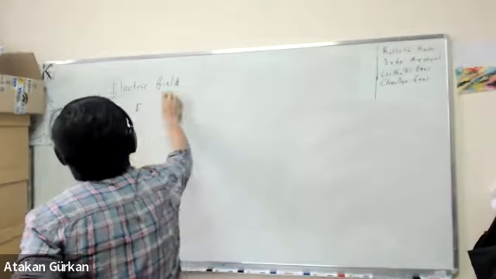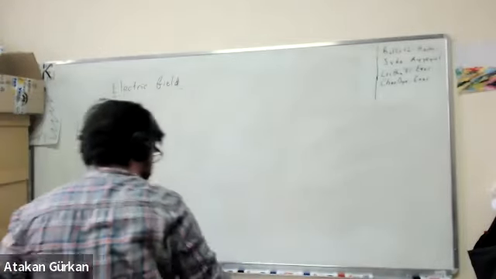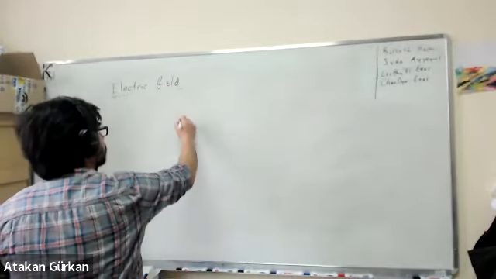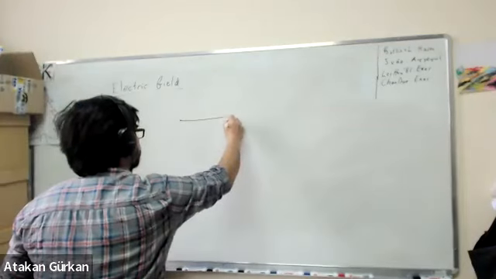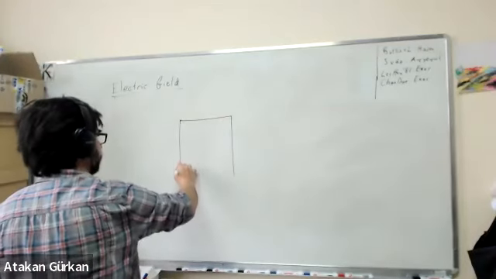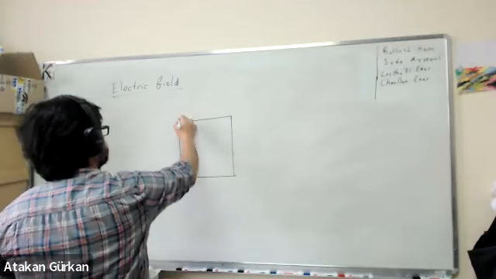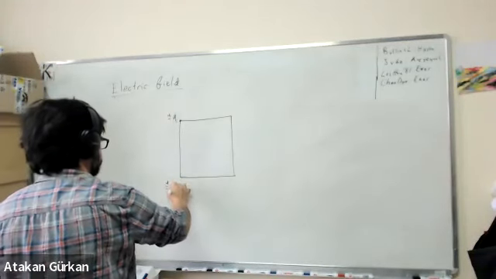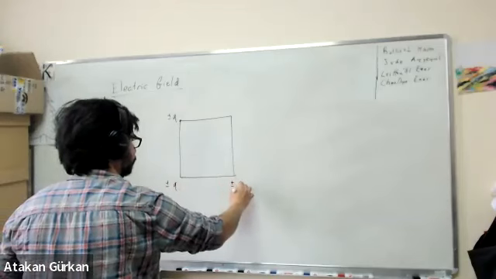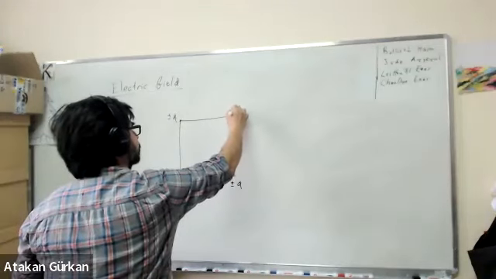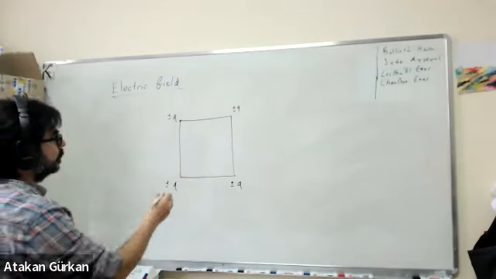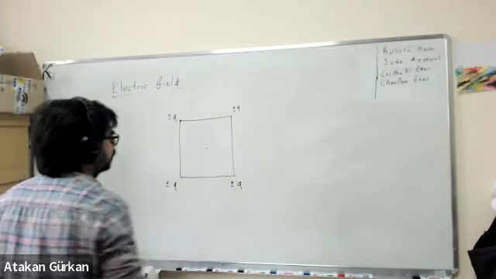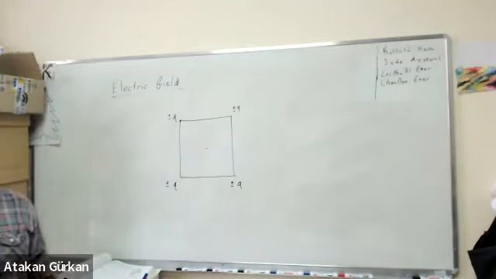So let's just do this as an exercise. I'm going to have plus or minus q here, plus or minus q here, plus or minus q here, and plus or minus q here. And I'm going to look at the electric field they will produce at the center of the square.